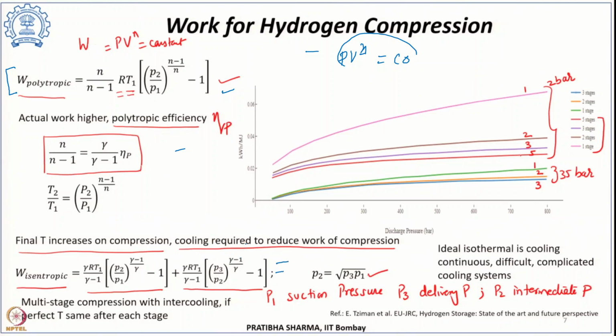For the intermediate cooling systems, this formula is used. Intermediate means the initial suction pressure is P1, the intermediate pressure is P2, and the delivery, outlet pressure is P3. There are two steps, so for the intermediate compression, consider the isothermal compression process. This work done is the combination of the first process, pressure 1 to 2, then pressure 2 to 3. You have to sum up these two processes.